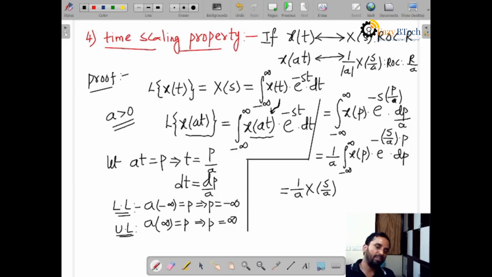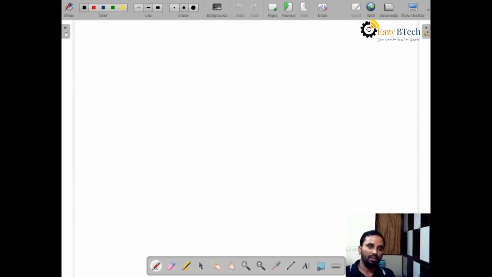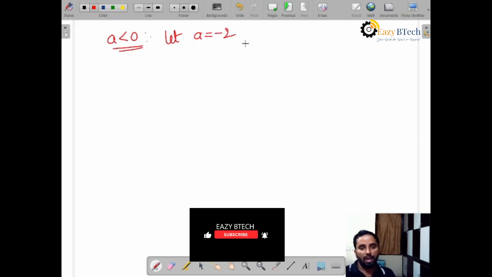Suppose the value of a is less than 0, negative. What will the situation be? What is the answer now? So let's take a negative value. In this special case, a is negative, or less than 0. Let's take a value and do it. Let a equal, for example, minus 2. Minus 2 is less than 0, or not? Less than 0.